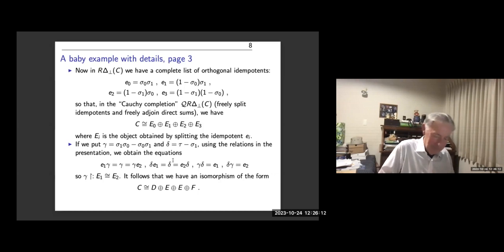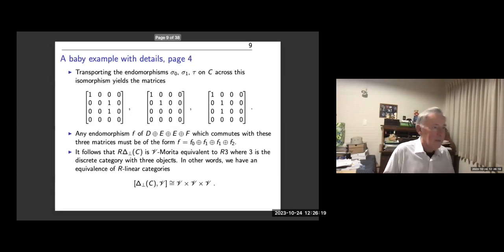Okay, I don't expect you to see all that straight off, but I'm just trying to assert it a bit to show you this case. So now I want to transport the sigma naught, sigma 1, and tau across that isomorphism. And so sigma naught transports to a matrix. These are matrices now, not functions. These are 4x4 matrices as maps between the direct sum of four things. And so you have sigma naught, sigma 1, and tau giving you these three things.